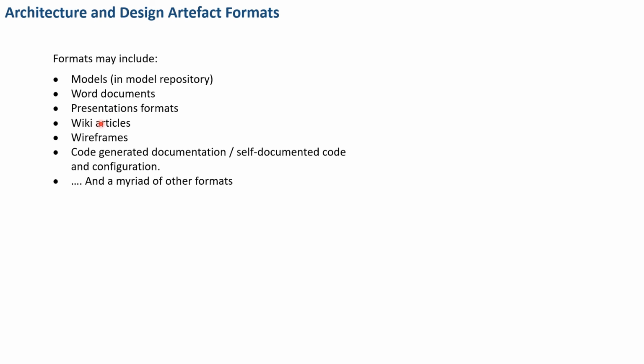Wikis are good, especially for things that are quite fluid and multiple people contribute to. Wireframes are good for especially user-facing items like web pages, that sort of thing. Code-generated documentation is quite useful, especially if you want to align your documentation, take it forward to actual coding and programming. And there's lots of other formats. Going to provide some recommendations for different tools within the book.